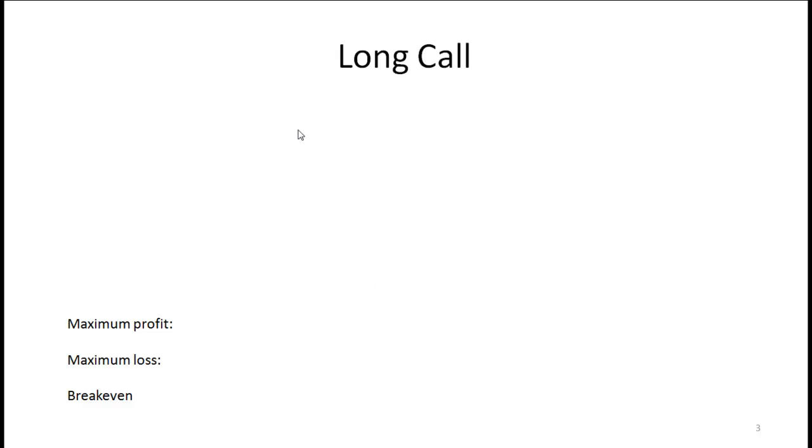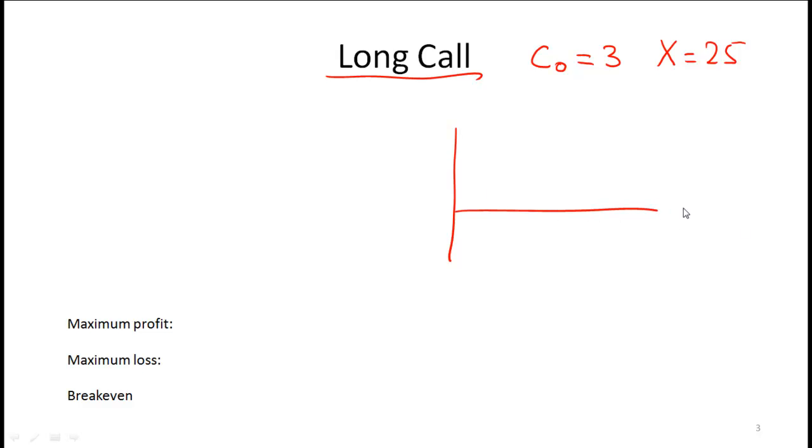Let's start with the simplest one, which is a long call. To understand this well, we will do this through an example. Let's say that you go long on a call option, and to go long at time 0 you pay an option premium of $3, and the strike price is 25. By paying this $3, you have the right to buy the underlying for 25, and we want to draw the payoff and the profit for the long call.